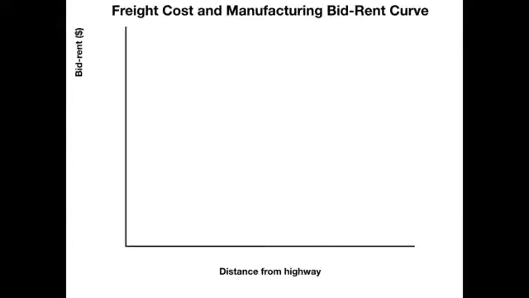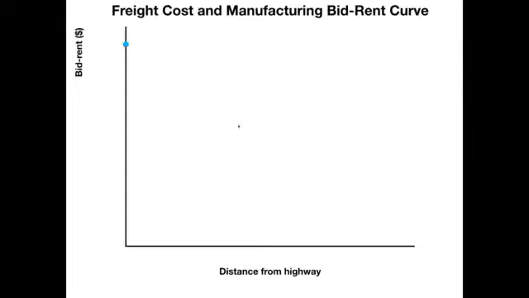Alternately, you could use the distance from a port, for example, if you're shipping things overseas via container ships. So it would be important to know the distance from that particular port and how that impacts the bid rent. Alternately, if you're shipping via air, you could put in here distance from the airport. So we want to take a look at how the distance from that transportation hub, whether it's the highway, a port, or an airport, impacts the bid rent.